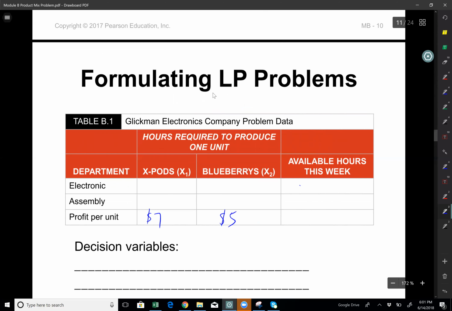In this case, I have only 240 hours of labor per week. In other words, maybe 6 full-time employees. And I have 2 full-time and 1/2 part-time employees in the assembly department. So I have 100 hours available per week. And to produce each of these products, I need to spend so many hours. For XPods, I need to spend 4 hours per product. For blueberries, I need to spend 3 hours per unit. In the assembly department, I need to spend 2 hours here and 1 hour here.